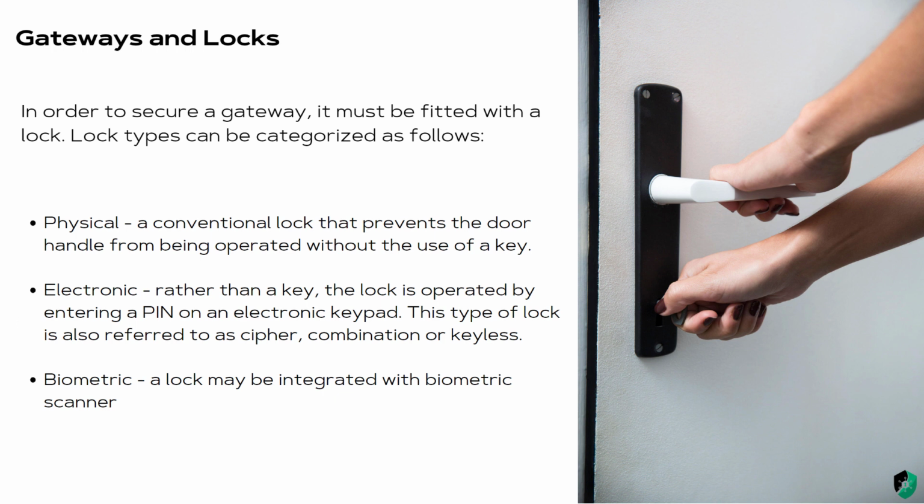And of course, we have our gateways and locks. To secure a gateway, we need to fit it with a lock, and we do have different types of locks. We do have the good old physical lock, which is your conventional lock that prevents the door handle from being operated without the use of a key. We also have electronic, which is rather than the use of a key, the lock will be operated by entering a pin on an electronic keypad. This type of lock is also referred to as a cipher, combination, or simply keyless. And of course, we have our biometric locks, which is a lock maybe integrated with a biometric scanner.